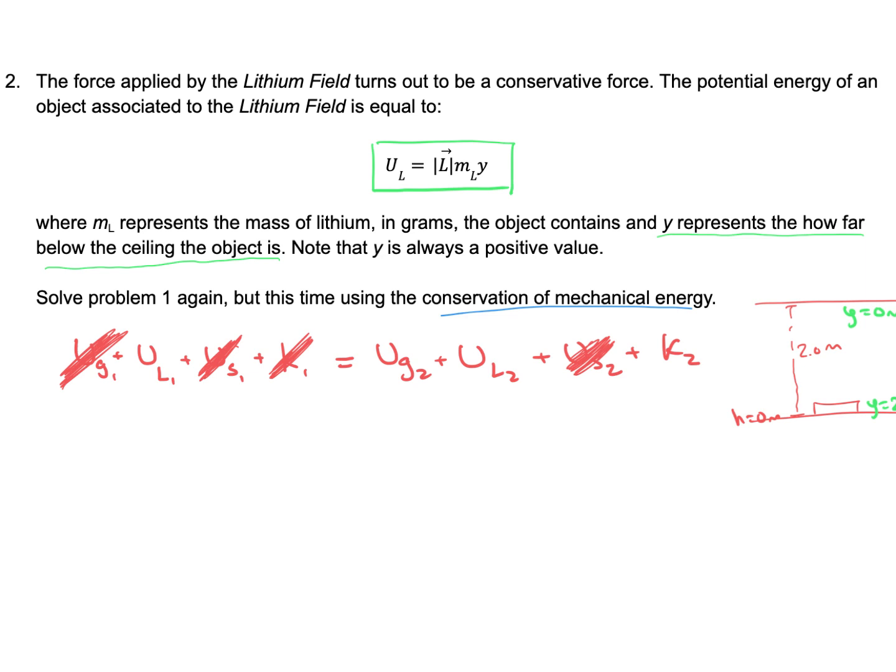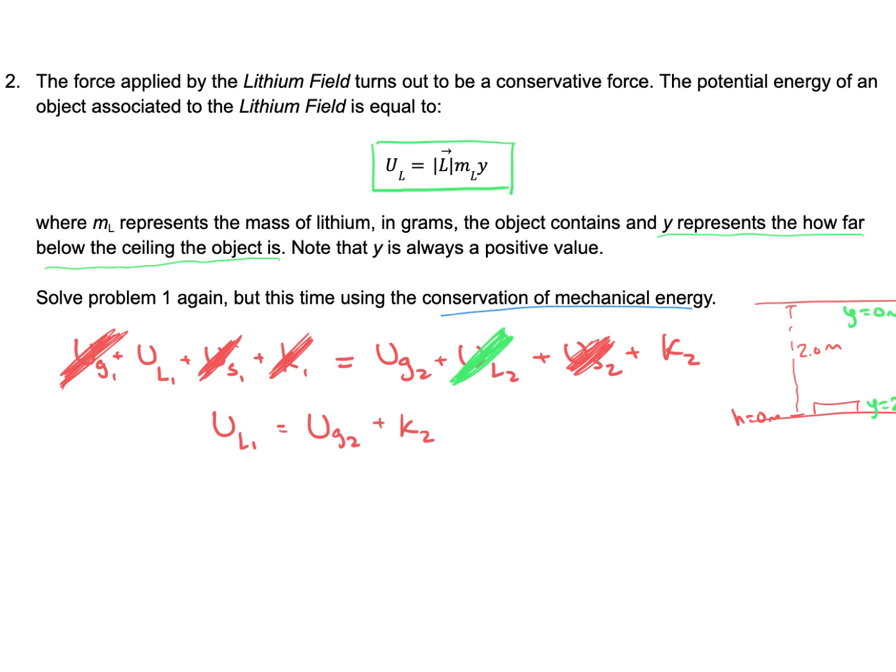So it will equal 0 when it hits the ceiling, meaning there's actually going to be no lithium potential energy when it hits the ceiling. So we are down to 3 terms. It starts off with lithium potential energy, and all of that is going to be transformed into gravitational and kinetic energy.